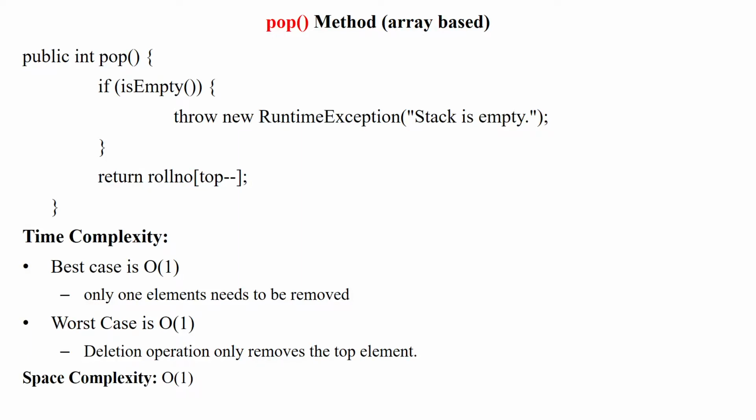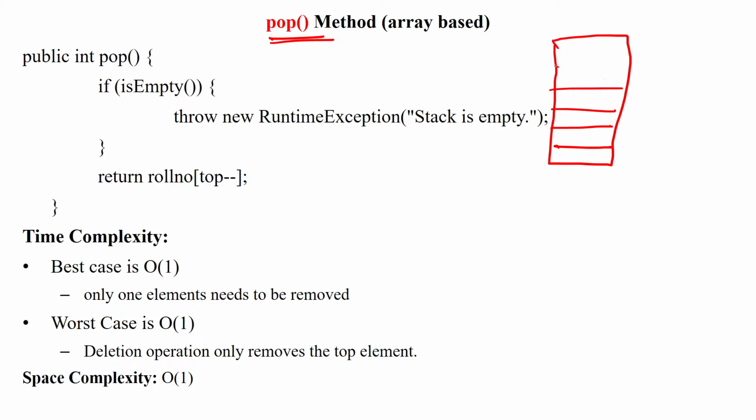Hi viewers, this video explains the pop method in stack. In stack representation, we have the structure starting from the zeroth memory location. Earlier there is no data. Now we are writing this structure with 0, 1, 2, 3, etc., up to n minus 1. Here n is the capacity.